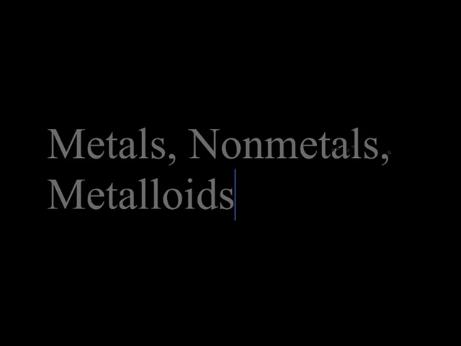Metal, non-metal, metalloids. Different types of elements. Some are shiny and bendable, or metals. Some aren't shiny and break easily. Those are non-metals. And some have properties of both, and they are called metalloids.